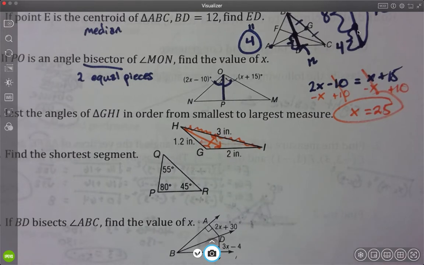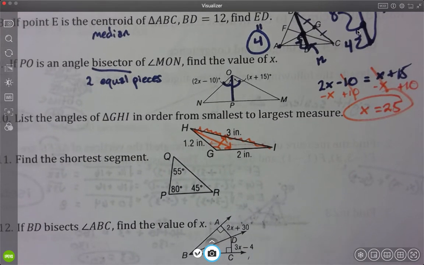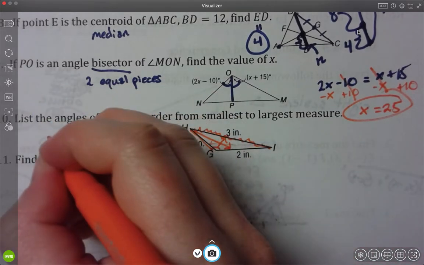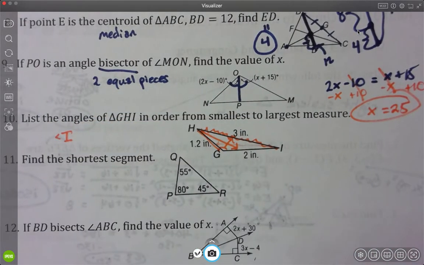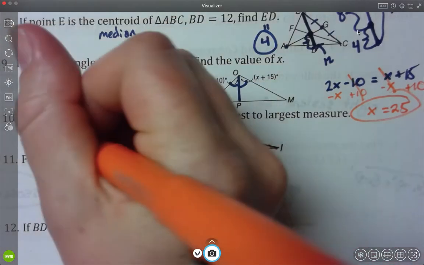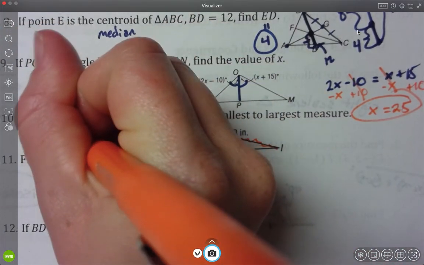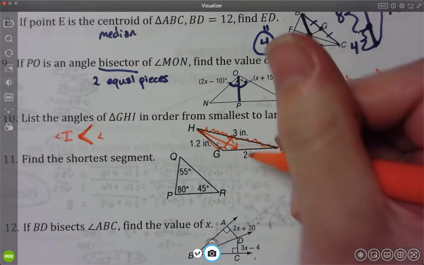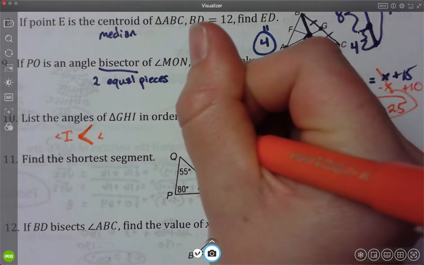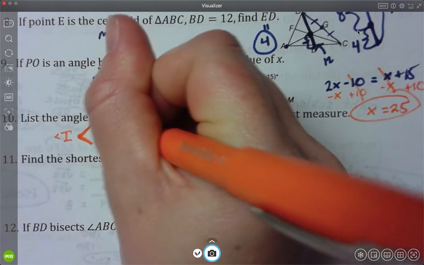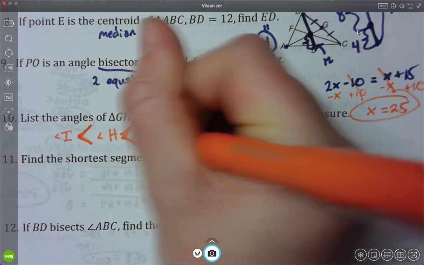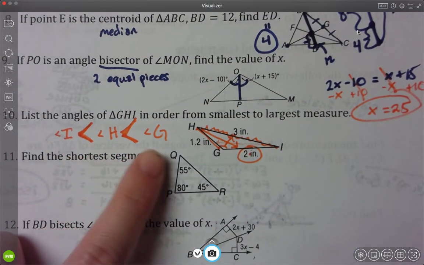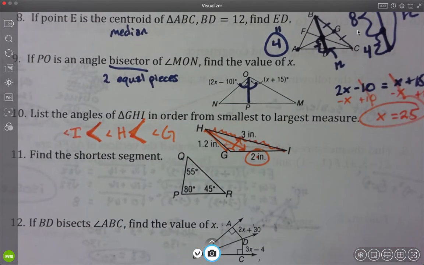So we want to go smallest to largest, so which angle will be the smallest? 1.2 is the smallest side, so angle I is going to be the smallest angle, okay? So we will a lot of times say angle I is less than angle, and then the middle angle will be whichever one is opposite 2, which is going to be H, which is less than angle G. So angle I is less than angle H, which is less than angle G. It's going from smallest to largest, okay?